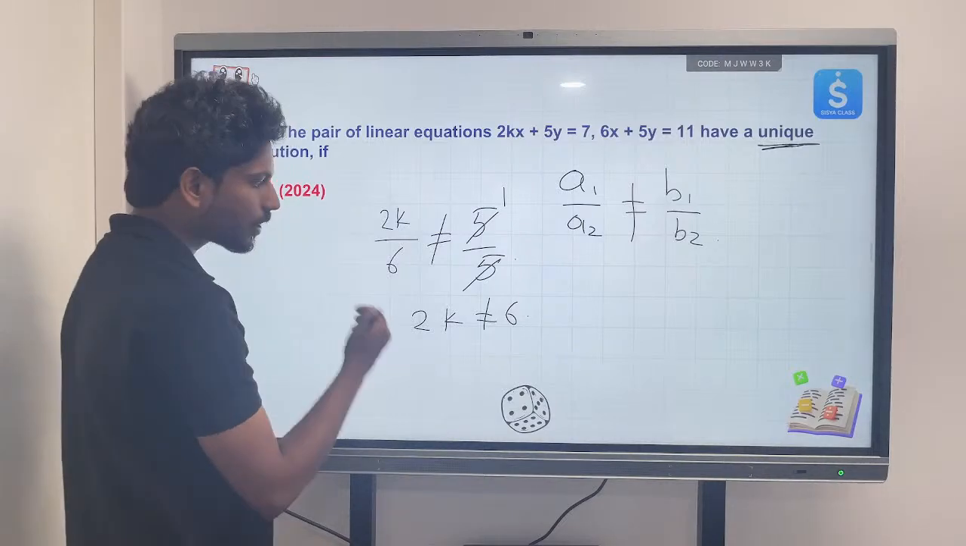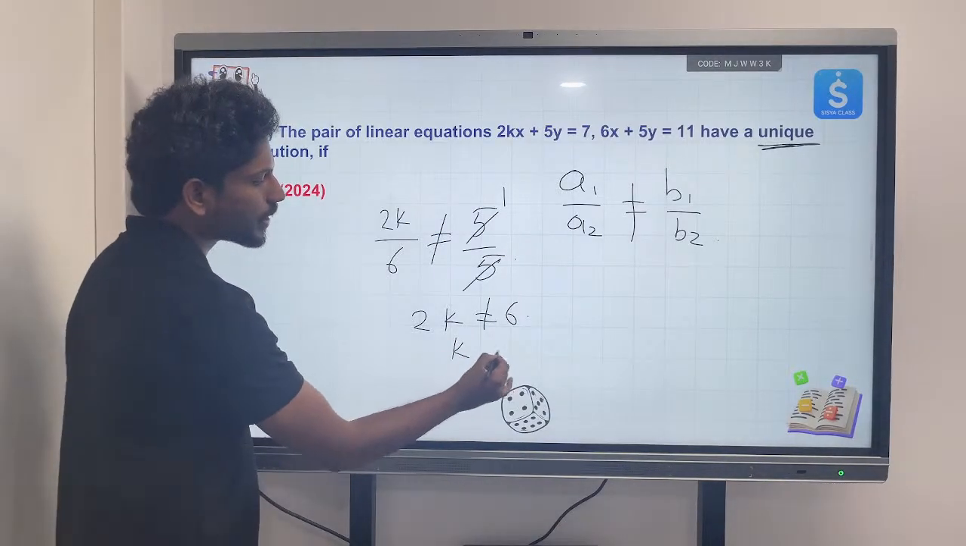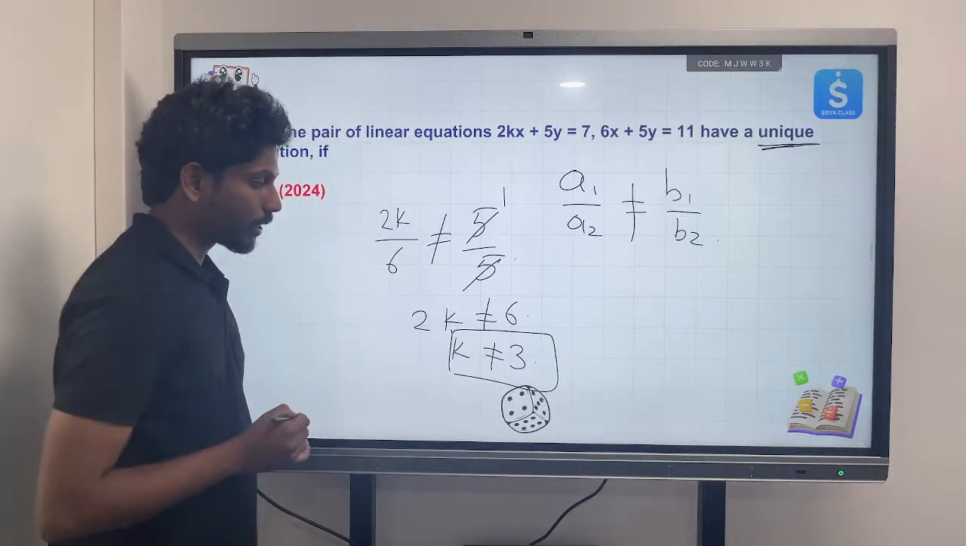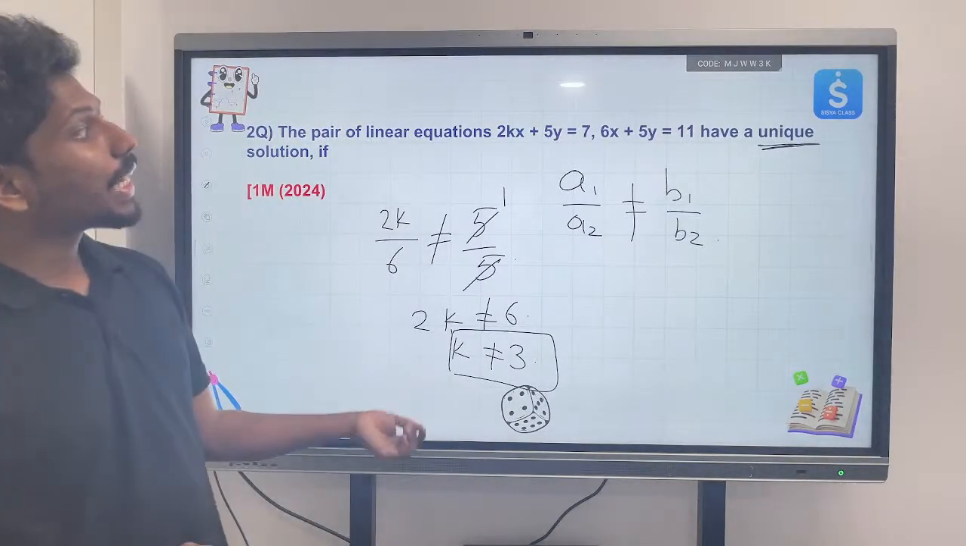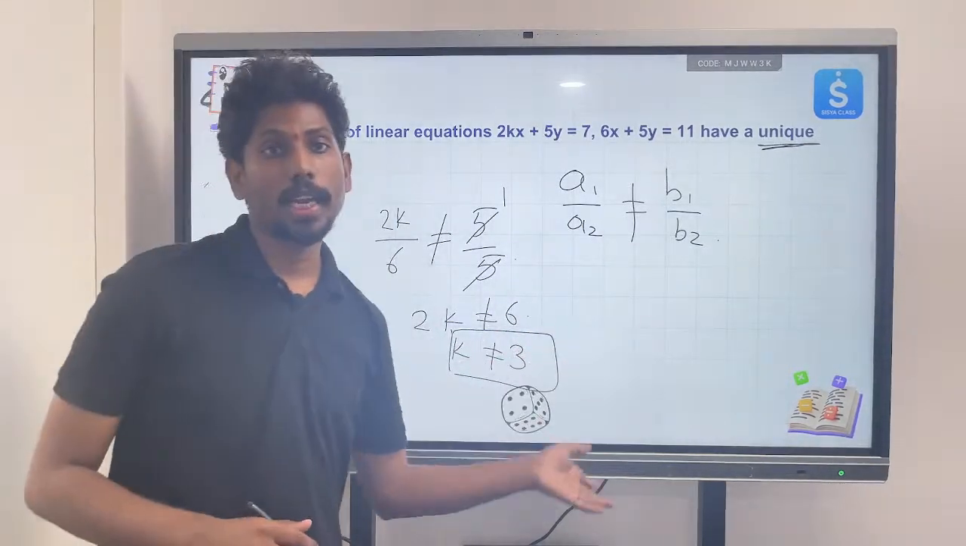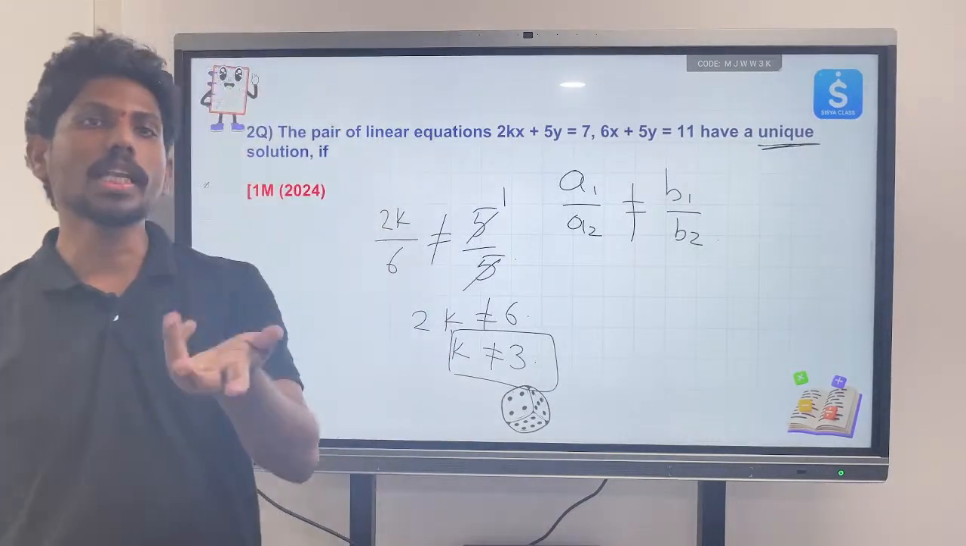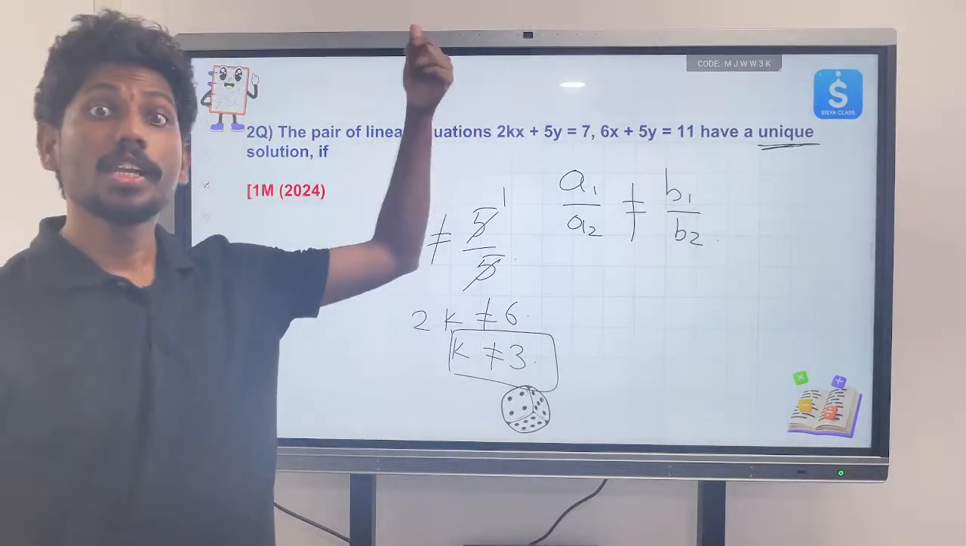Now, when I say that 2k is not equal to 6, that means k is not equal to 3. This is a very important statement, right? That means k can take any value on the real number line, but it cannot take 3. Only when the value of k is not equal to 3 does it have a unique solution.